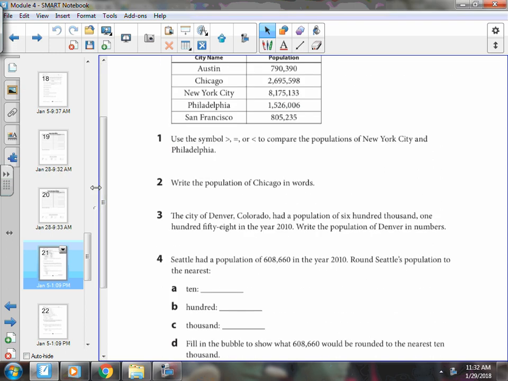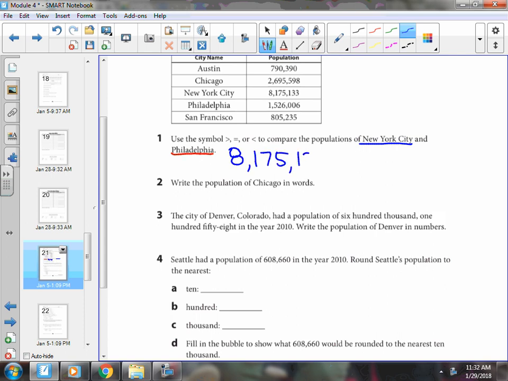For the first couple of questions, we're going to use this table. Number 1 says, use the symbols greater than, equal to, or less than to compare the populations of New York City and Philadelphia. So my New York City number is 8,175,133, and I'm going to compare that with the Philadelphia number of 1,526,006. And obviously 8 million beats 1 million any day of the week. So the New York population is greater than the Philadelphia population.